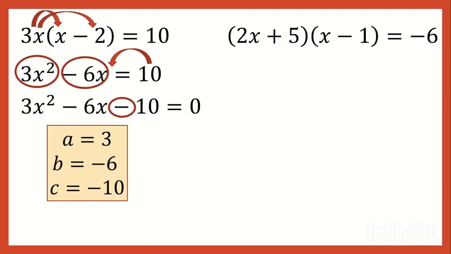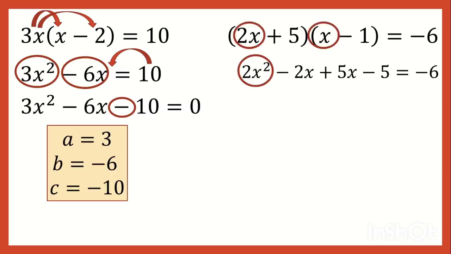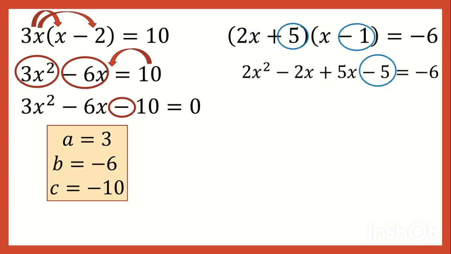Next, I have here the quantity of 2x plus 5 and x minus 1. So, meron tayong dalawang binomial. So, paano natin siya isosolve? So, first, multiply 2x and x. So, that will become 2x squared. Next, multiply 2x and negative 1 or minus 1, that will become negative 2x. And then 5 times x, that is 5x. And then 5 times negative 1, that will become negative 5, equals 6.